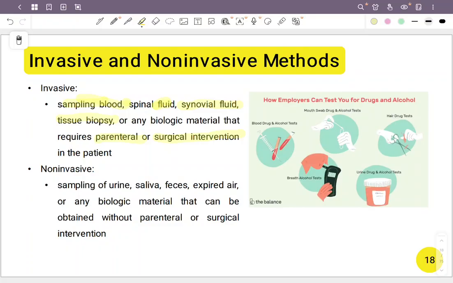Meanwhile, our non-invasive methods include sampling of urine, saliva, feces, expired air, or any biologic material that can be obtained without parenteral or surgical intervention.